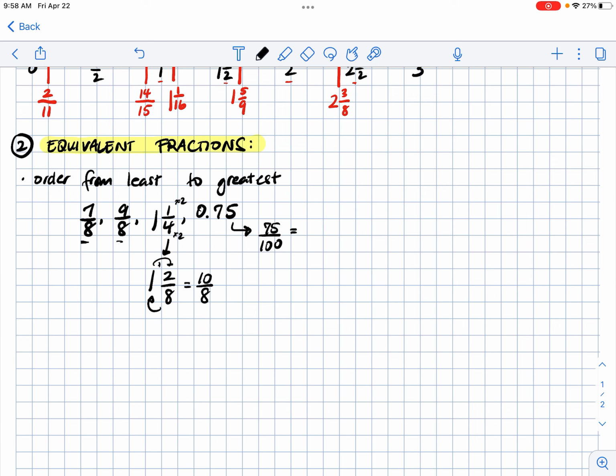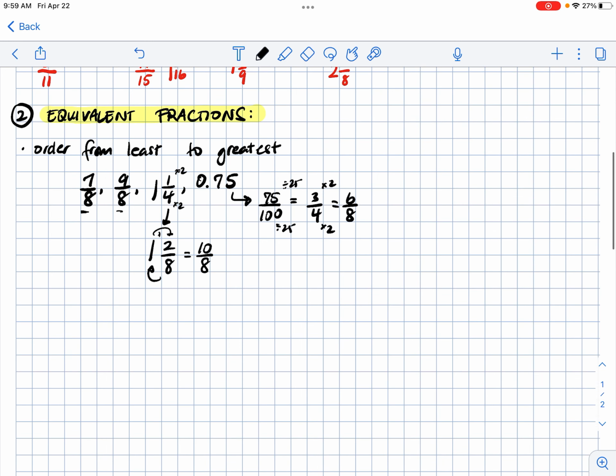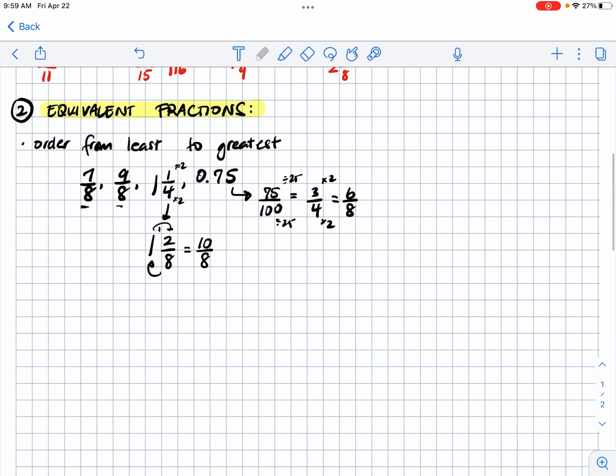So I'm going to take the numerator and denominator, and divide both by 25 to get it reduced to 3/4. And then I know I can convert it to something over 8, which is 6 over 8, because I'm multiplying the numerator and denominator by 2. Now, it's kind of messy, so let's just rework this. I'm just going to rewrite everything down here. We'll do it in a different color.